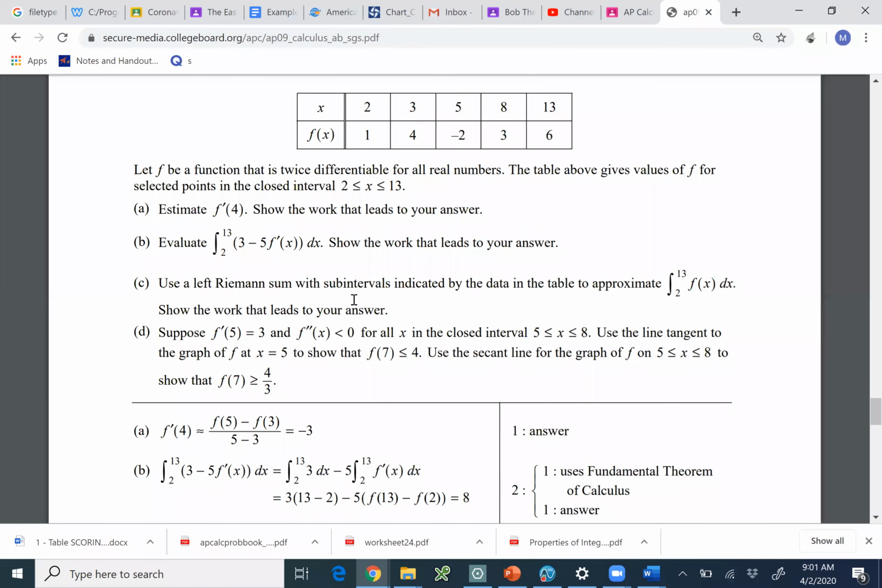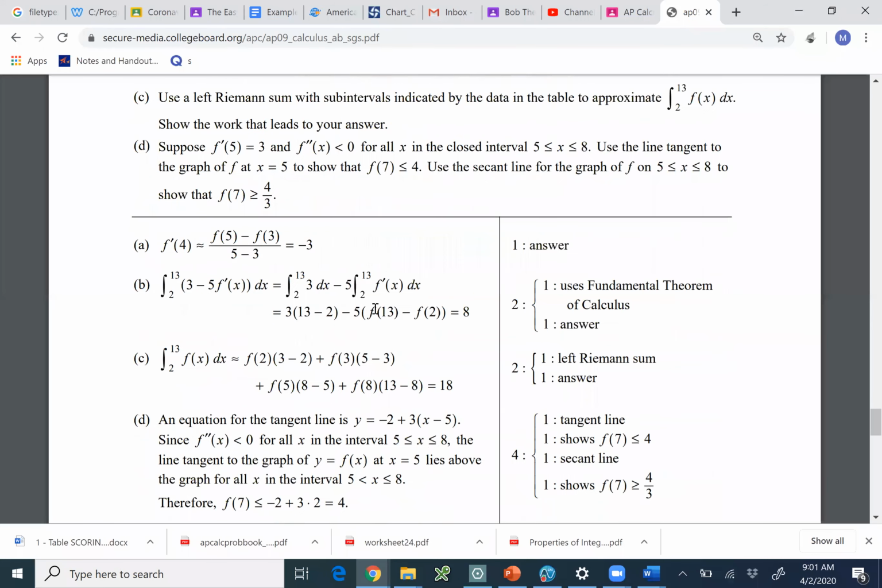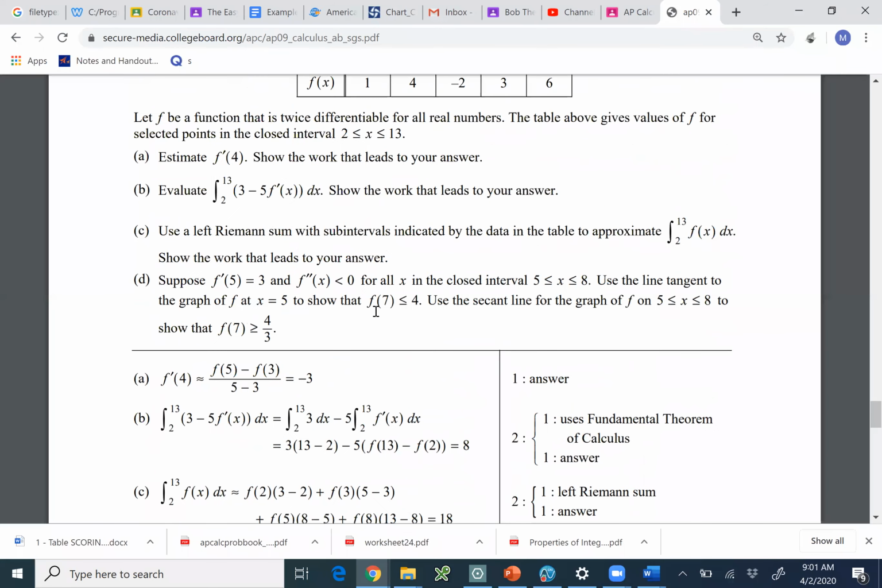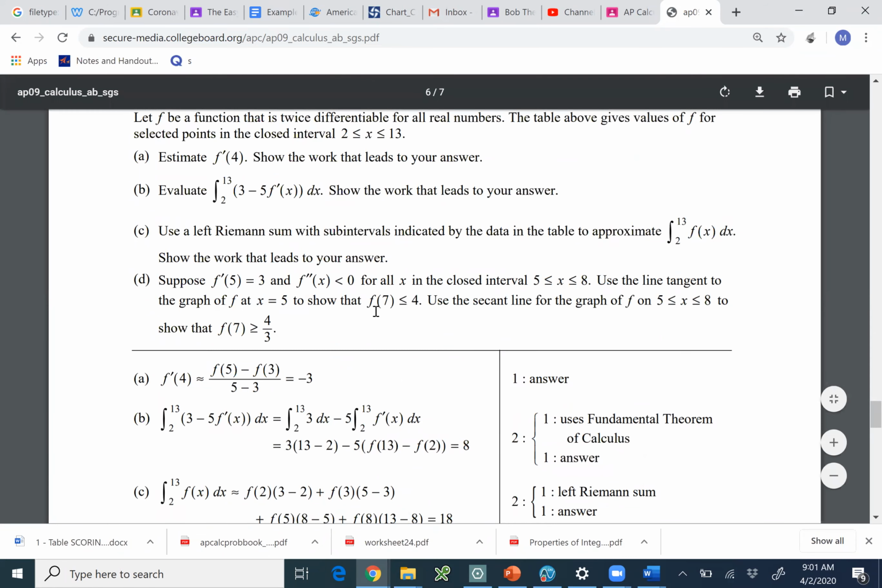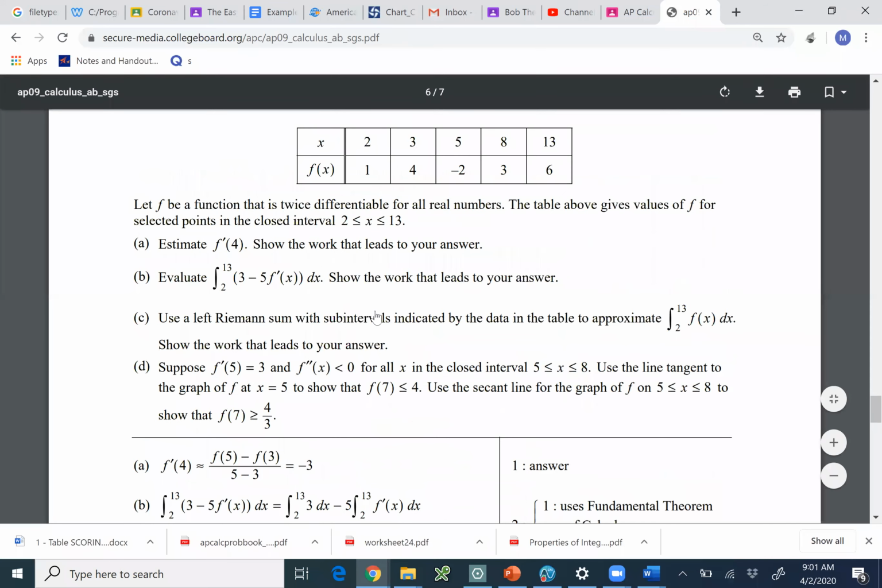A was very similar, right? A was f prime of 4. So we just do the y2 minus y1 over x2 minus x1. B was actually very similar as well. But on B, we had to apply the rule from yesterday where we split it. So this would be the integral. Oh, it's not letting me type one here.